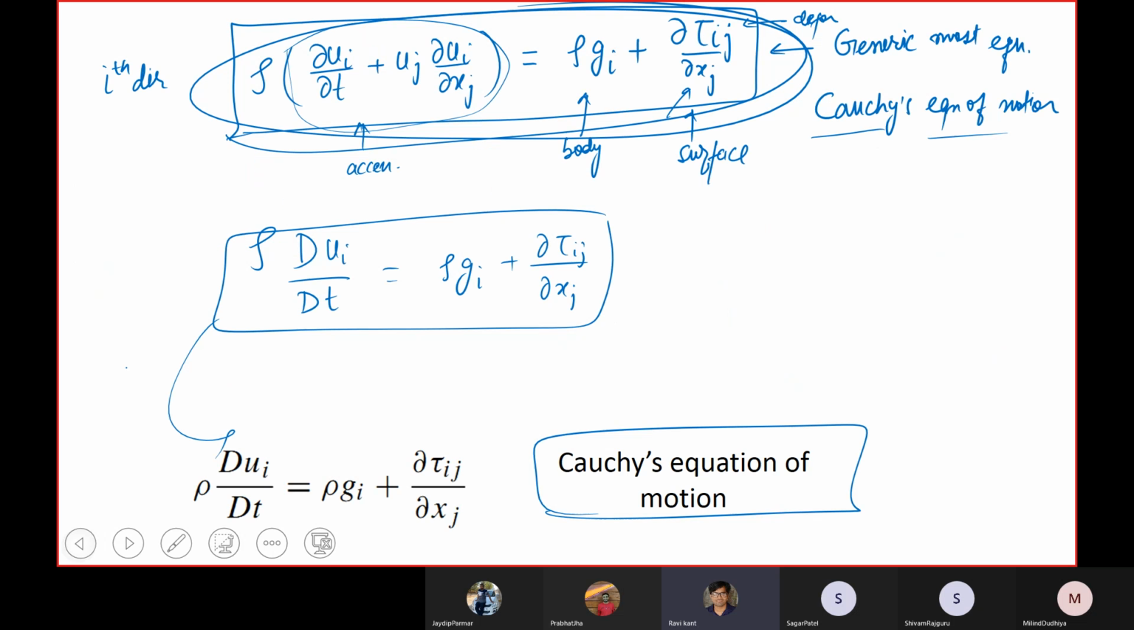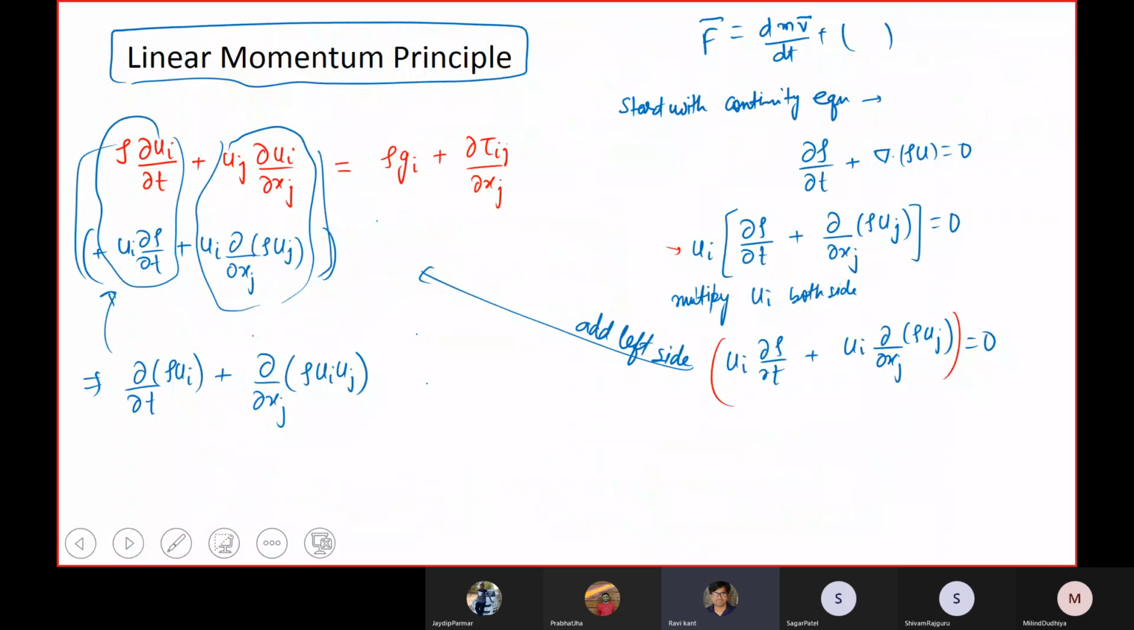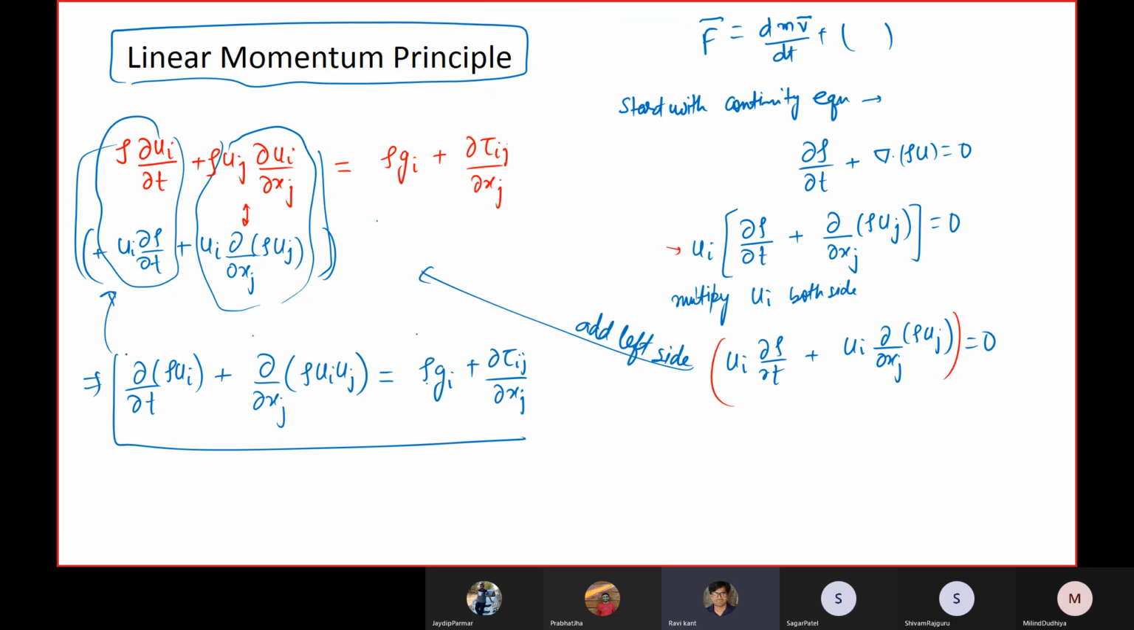One thing I've missed here. This is the bracket thing over here, no? So one rho term will be here. I'm really sorry, the rho term is multiplied over here also, the whole rho. Now these two can be clubbed, and this can be written in this fashion, right? This must be equal to the usual rho gi plus dou tau ij by dou xj. Now this is my differential form of momentum equation.